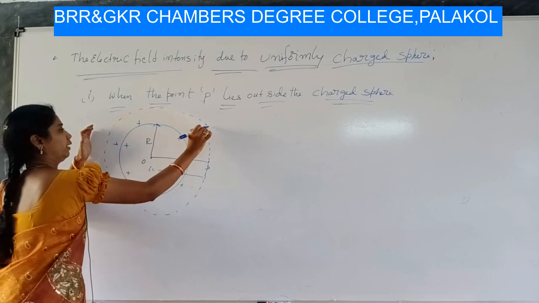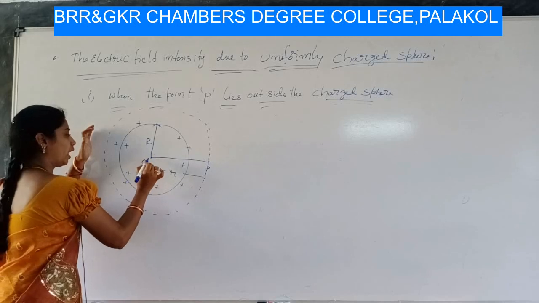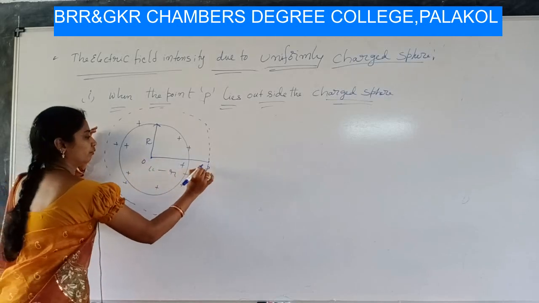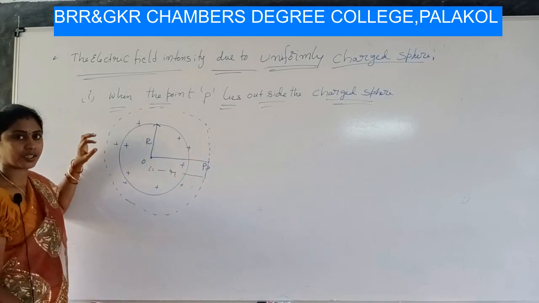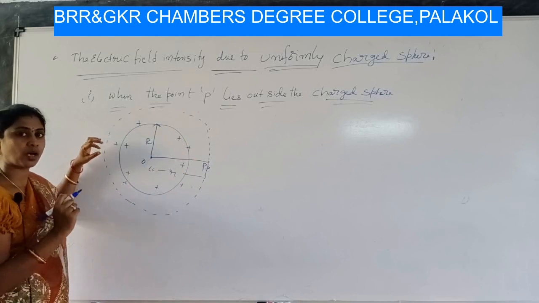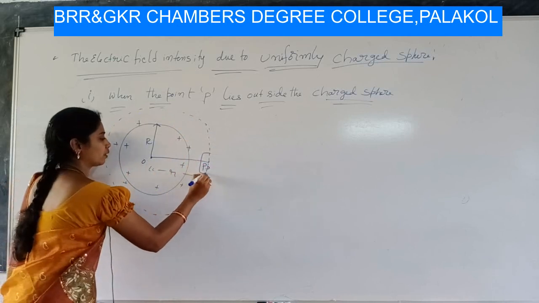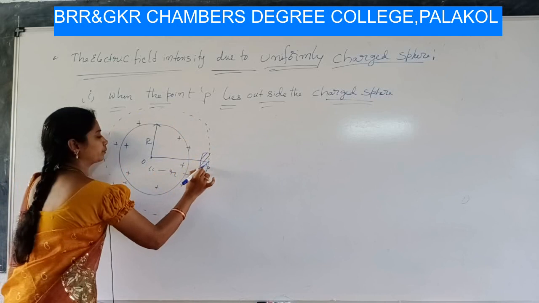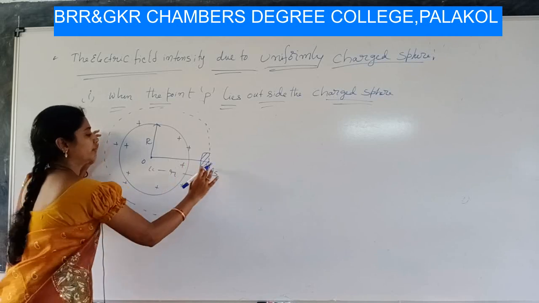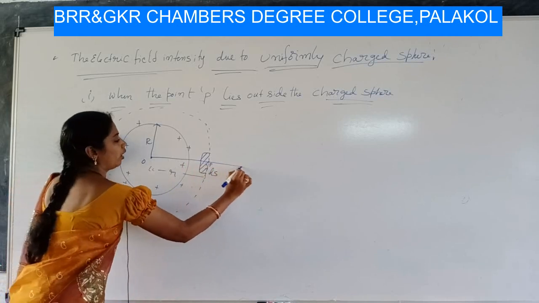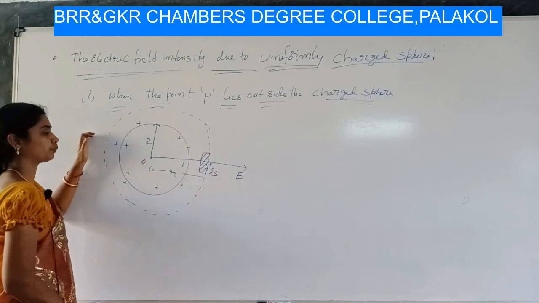Okay. Here the Gaussian sphere has the same center O and passes through this point P. For calculating the electric field intensity, we assume a small part of this Gaussian sphere as ds, an elemental area. Here the electric field is in the radially outward direction.